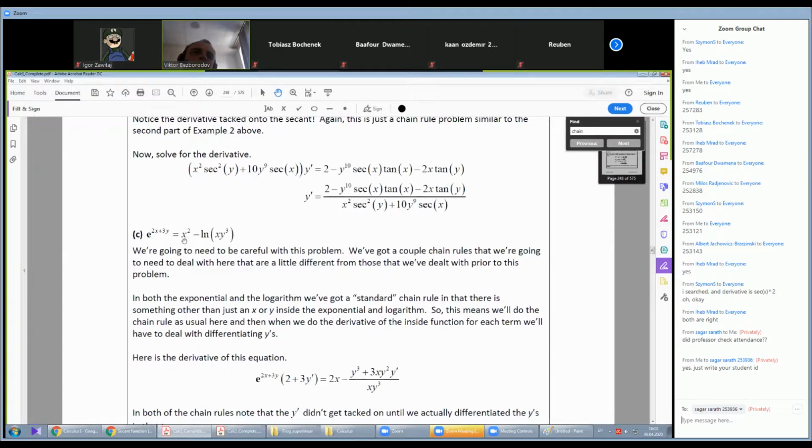Now we have the derivative of the right-hand side. Here we have x squared, so 2x, right? This is the derivative. And then we have the logarithm. Once again, we take the derivative of the logarithm as of a composite function using the chain rule. So remember, the derivative of the logarithm of x is 1 over x, right? 1 over x.